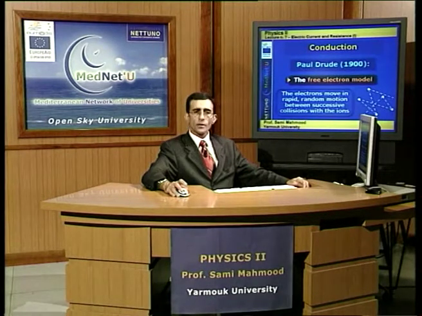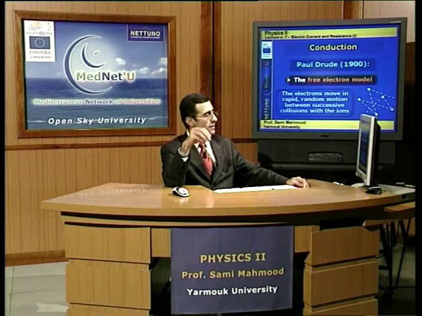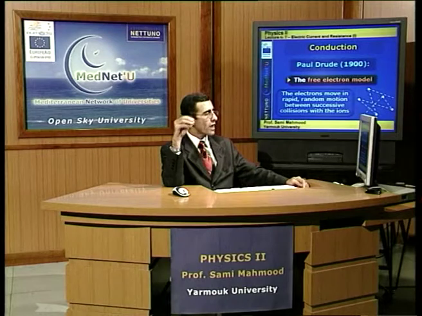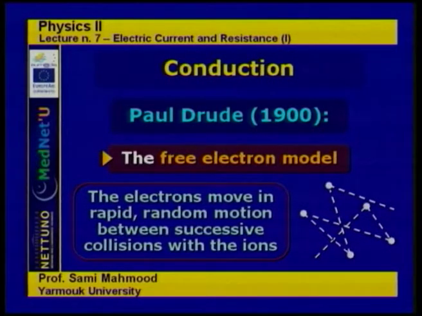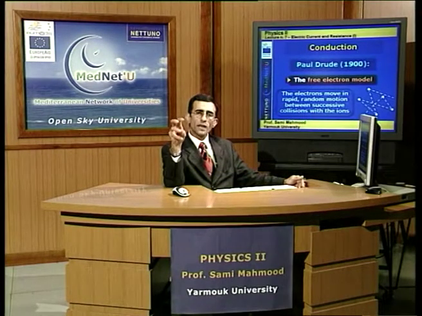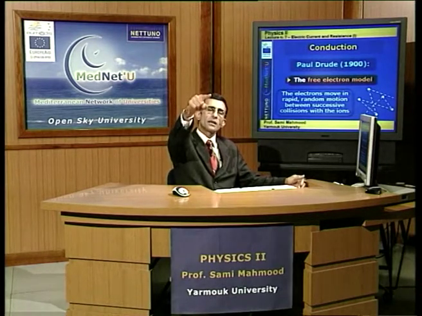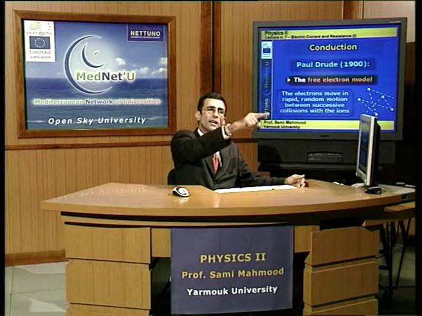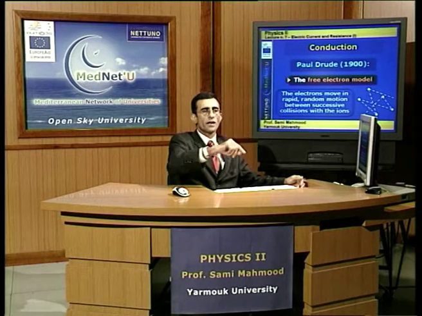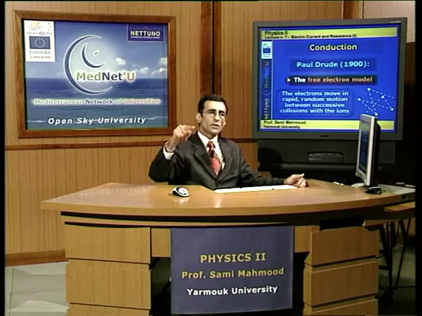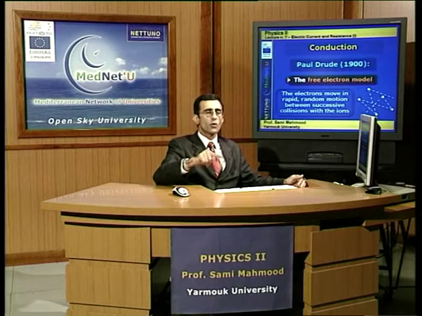The electrons, if we look at them closely, move in rapid and random motion between successive collisions with the ions. So an electron would be moving in space between the ion cores in the metal, and once it gets to the region of one atom, it scatters from that atom and keeps moving until it encounters another atom, and it scatters from it and moves in a straight line again until it scatters from another atom, and so on. So in general, the motion of the electrons between the ion cores is random.